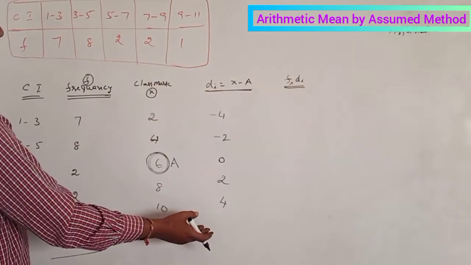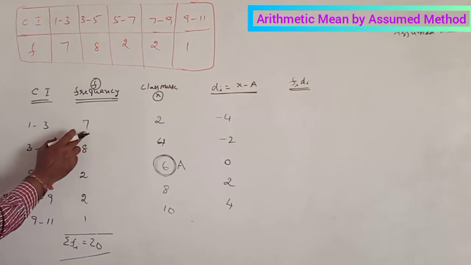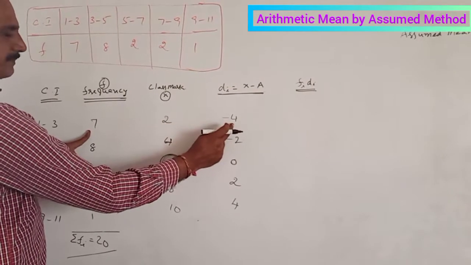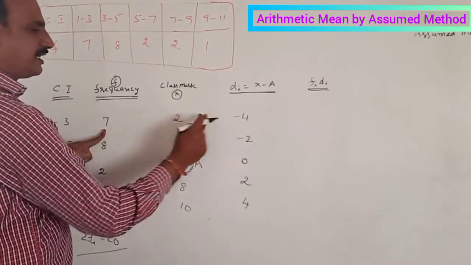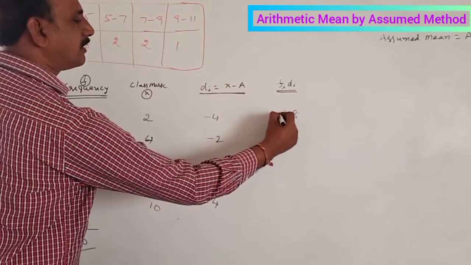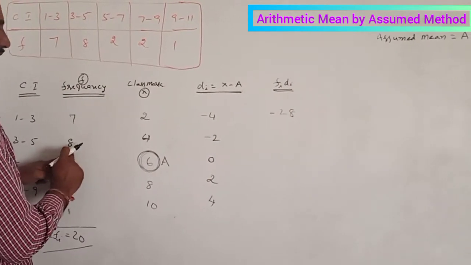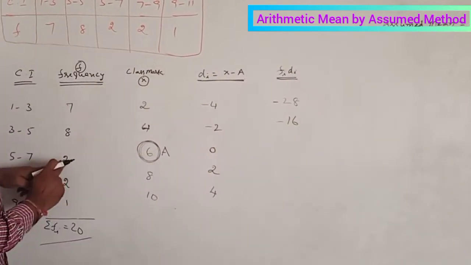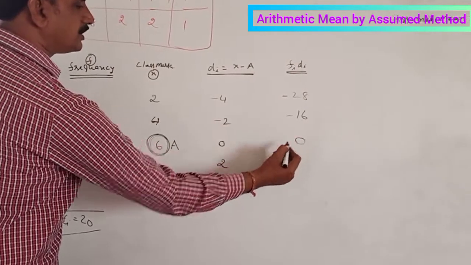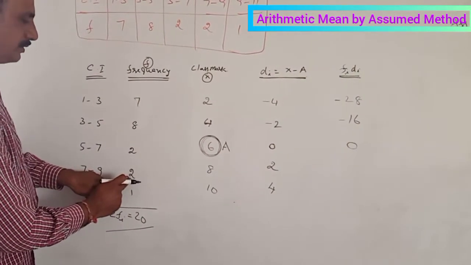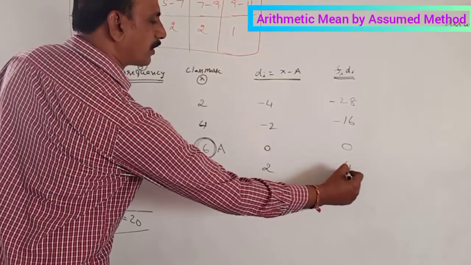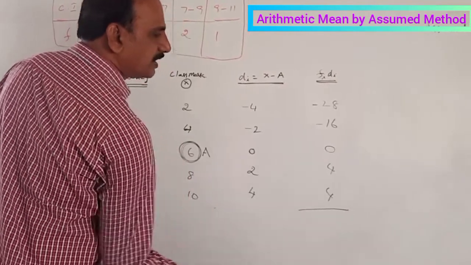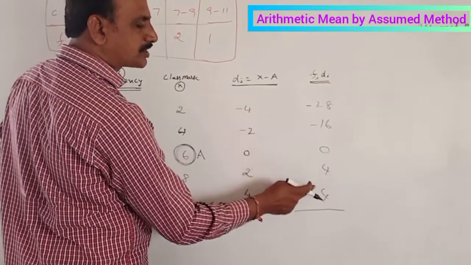And simplify that. That is the di. Multiply the f and di columns, meaning frequency and di. f into di: 7 into minus 4 equal to minus 28. 8 into minus 2 equal to minus 16. Next, 2 into 0 is equal to 0. Next, 2 into 2 is 4. 1 into 4 is 4.